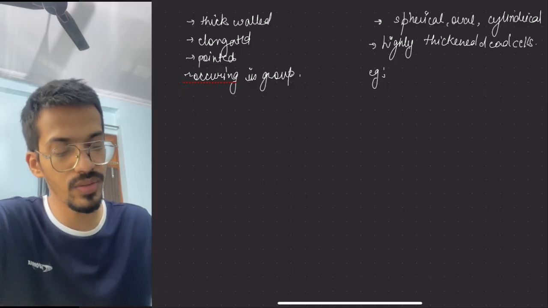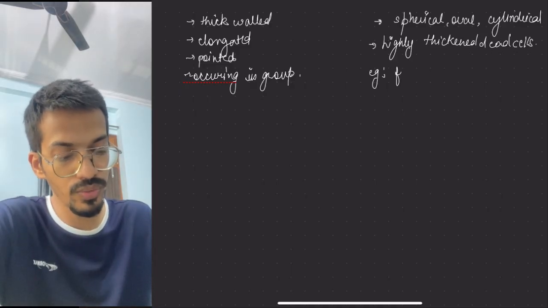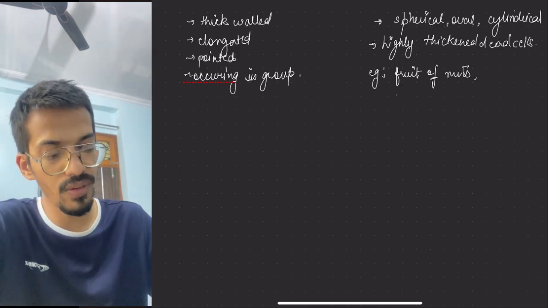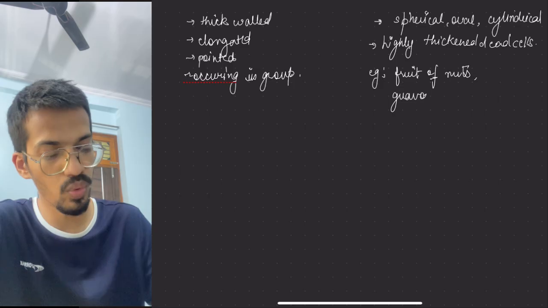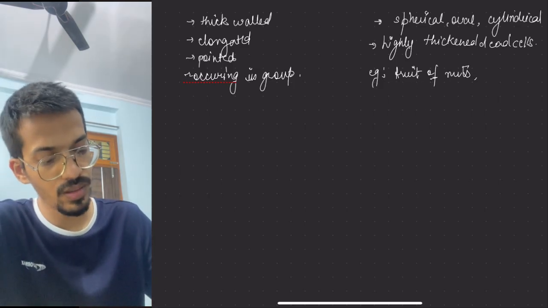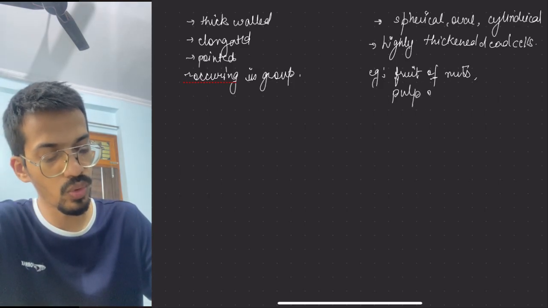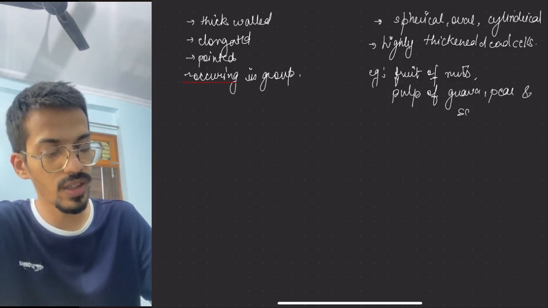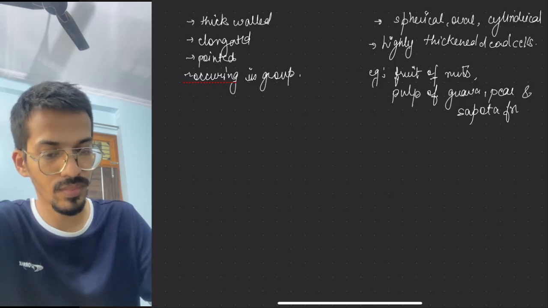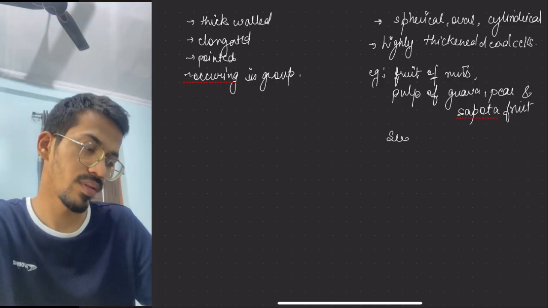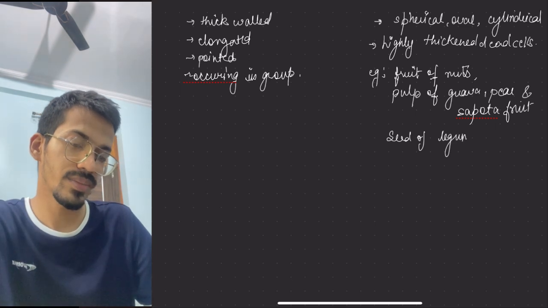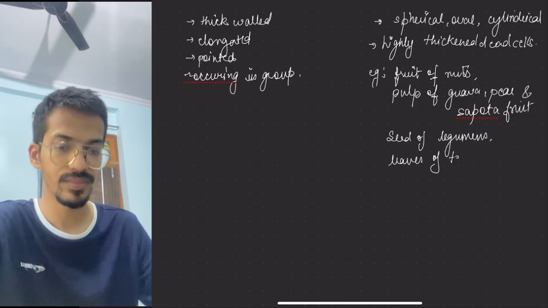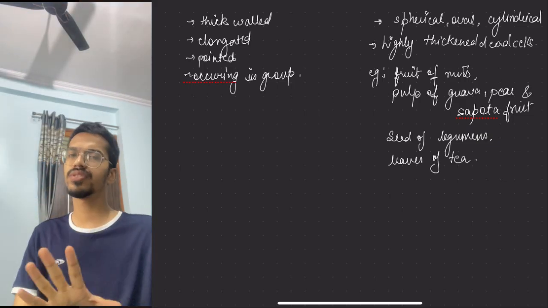Okay, so what is that? So the fruit of nuts, guava, like the pulp of the guava, pear, and sapota fruit, seed of legumes, leaves of tea.